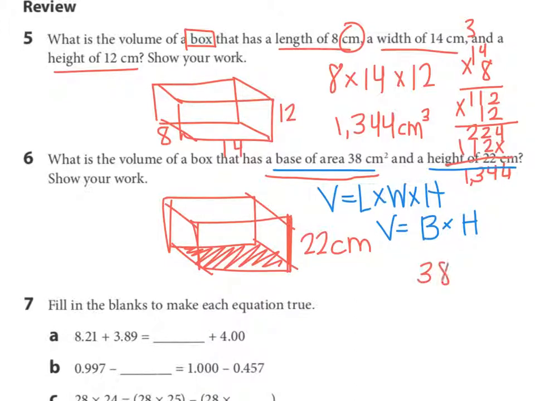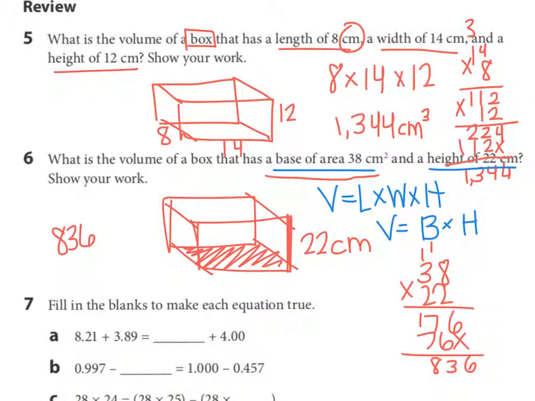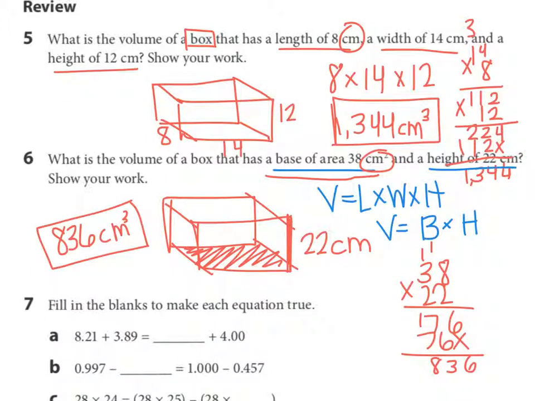We're going to do 38 multiplied by 22. Use the standard multiplication algorithm. 16, 7, hold the place value. 16, 7, 6, 13, 8. So it looks like our volume here is 836. What's the unit? Centimeters cubed is the volume here. We're going to box our answers so it's easy for our teacher to see what our answer is.